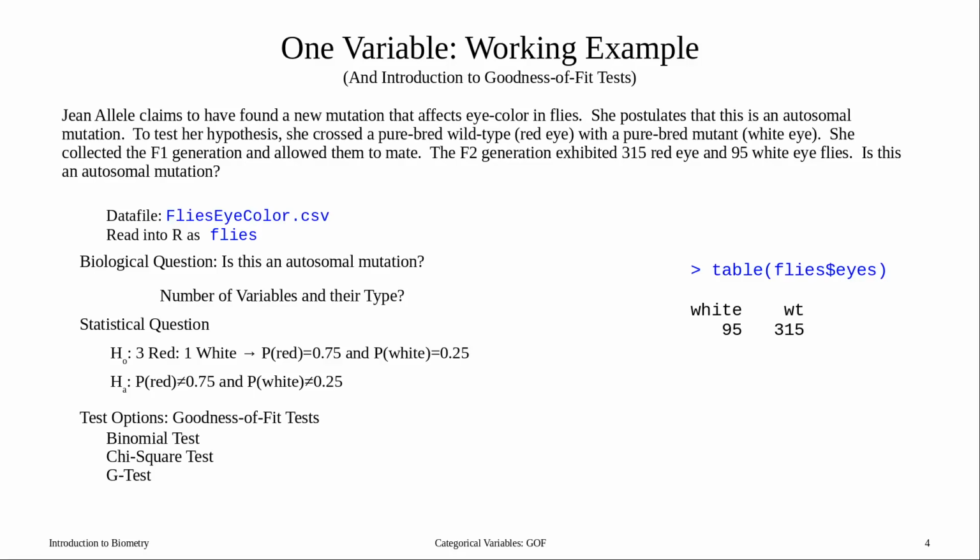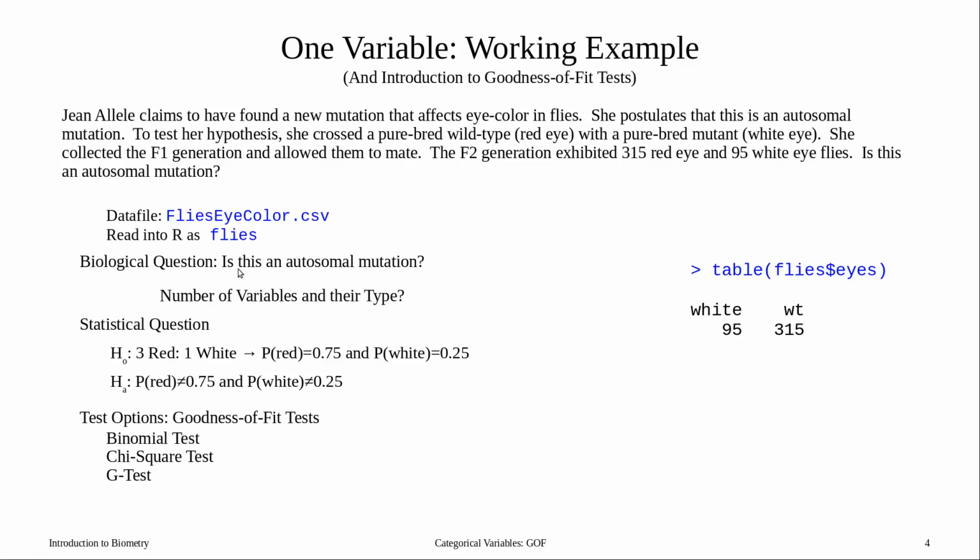So this data set represents counts of fruit fly eye colors. So here's our problem. Gina Leal claims to have found a new mutation that affects eye color in flies. She postulates that this is an autosomal mutation. To test this hypothesis, she crossed a purebred wild type with a purebred mutant. She collected the F1 generation and allowed them to mate. The F2 generation exhibited 315 red-eyed and 95 white-eyed flies. So the question, is this an autosomal mutation? So that's our biological question. Is this an autosomal mutation?